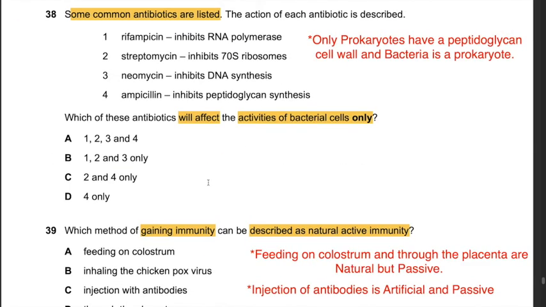Question 38. Some common antibiotics are listed. The action of each antibiotic is described. Which of these antibiotics will affect the activities of bacterial cells only? Now, bacterial cells are only affected by option 4, as peptidoglycan is present in the bacterial cell wall and not in any other cell walls. Therefore, the answer is 4 only, which is D.